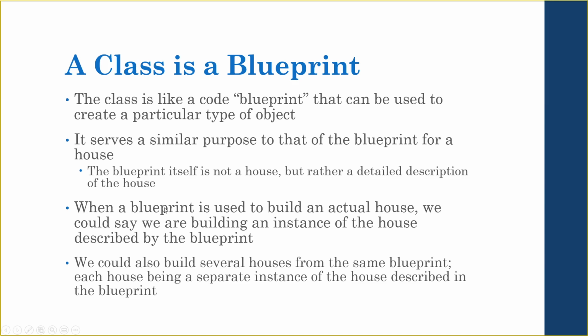When an object is created from a class, we are building an instance of that class. We can also build several objects from the same class, each object being a separate instance of the class. So what does that mean? Well, a class describes how an object will be built, or constructed. We can use the same class to build several different objects.